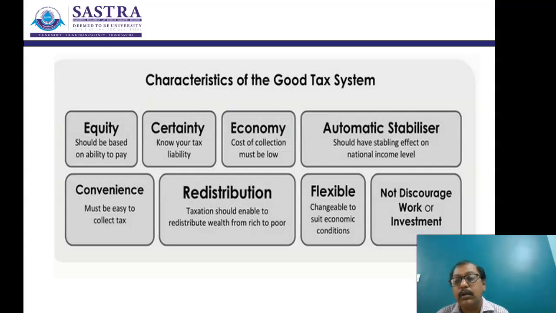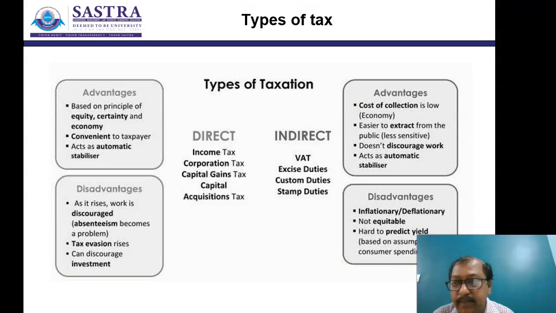And it should not discourage investment. You should have a good system to encourage investment. That's the reason why in India, according to the Income Tax Act, a lot of rebates and exemptions are given to those who are investing in long-term investments in the housing sector and so on. So these are the important aspects that a tax system should consider, and this is how any tax system should work in the given situation.